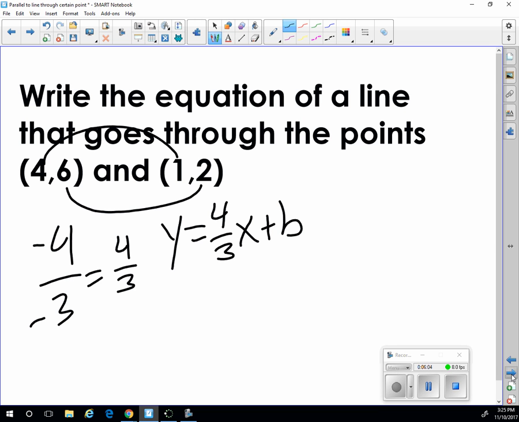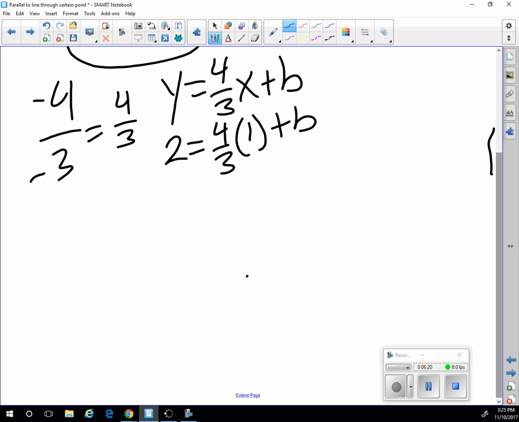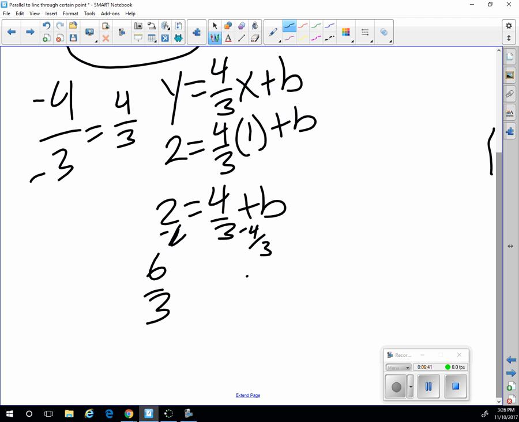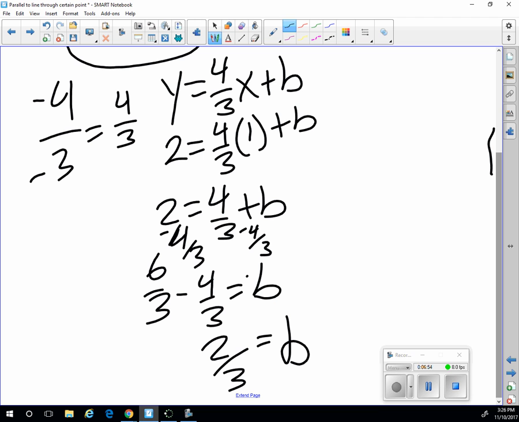And (1, 2) may be the easiest, so 2 equals 4/3 of 1 plus b. So 2 equals 4/3 plus b. And so we're going to subtract the 4/3 from each side. But to do that, we may want to put the 2 into thirds also. So 2 would be 6/3. And so if I subtract 4/3 from each side, then 6/3 minus 4/3 equals b. So that would be 2/3. So now I can finish writing the equation: y equals 4/3 x plus 2/3.